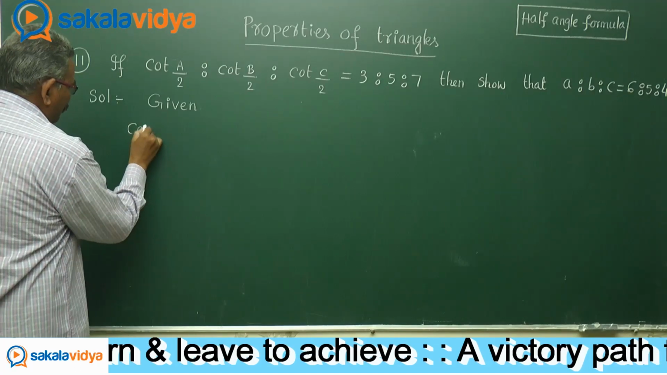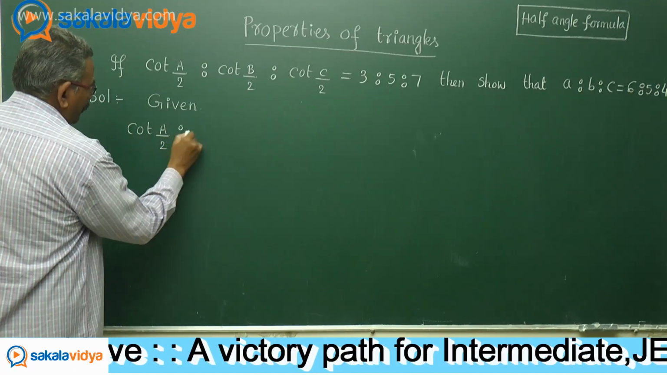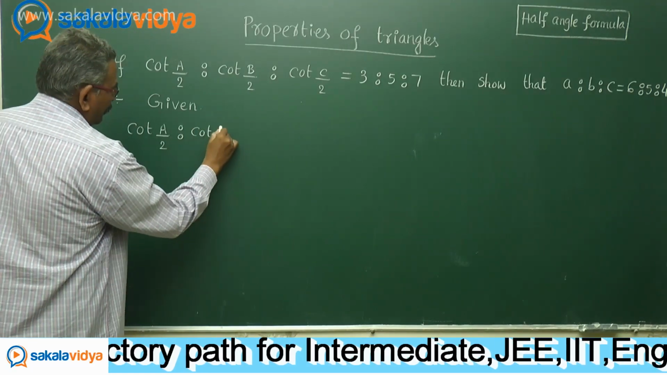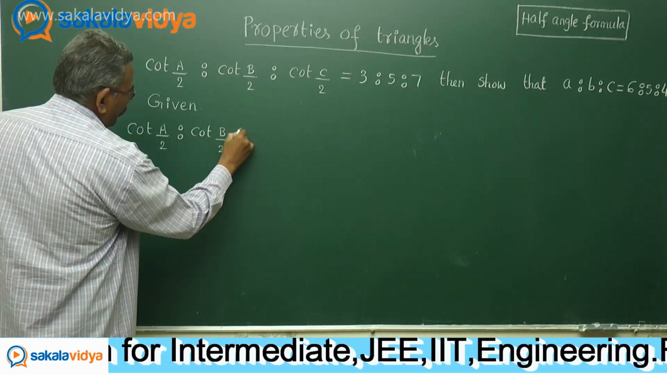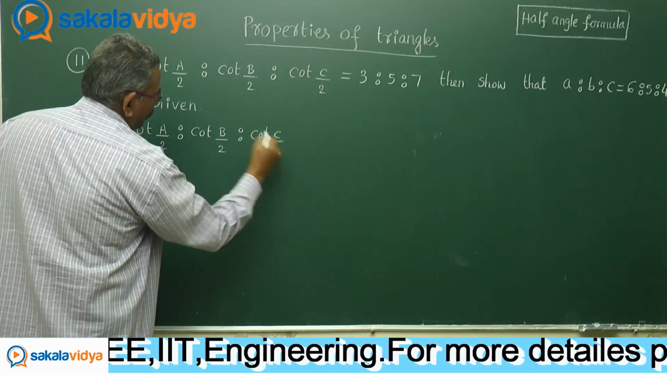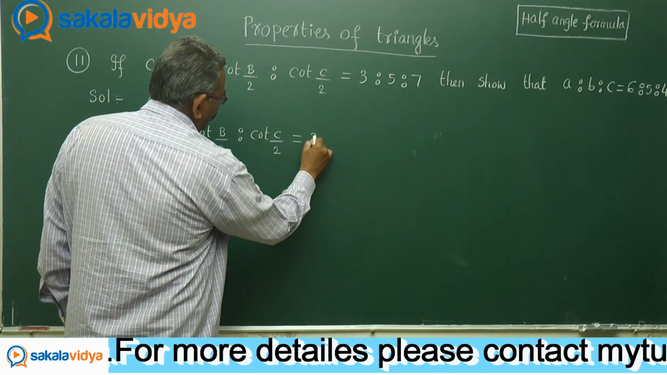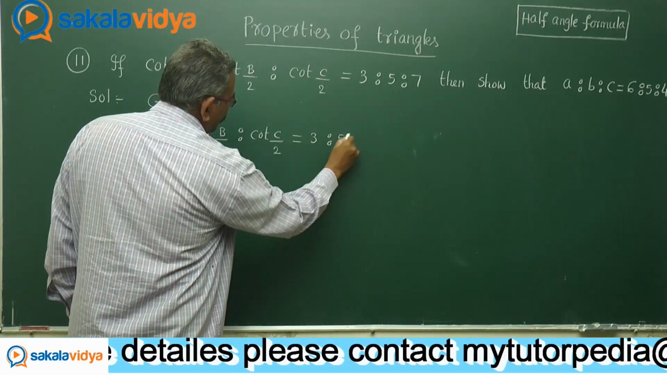Cot A by 2 is to cot B by 2 is to cot C by 2 equals 3 is to 5 is to 7.